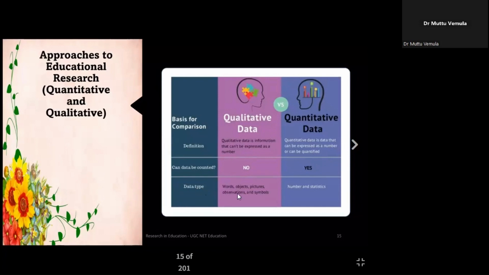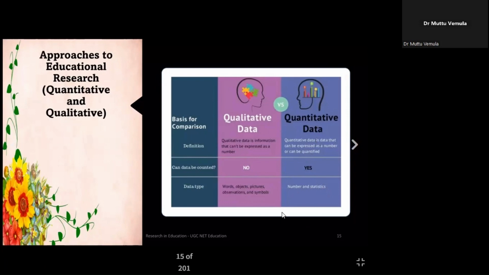All right. So what will be there under qualitative data? For example, the data types: words, objects, pictures, observations, symbols. Words: just now I explained the language ability. Similarly pictures, emojis, smiley, frowny, moderate, undecided, all these are qualitative data. On the other hand, numbers and statistics, when I say 60 marks, 70%, or the statistics, mean is 63.5, median is 57, standard deviation is 10.5, all this is quantitative data.